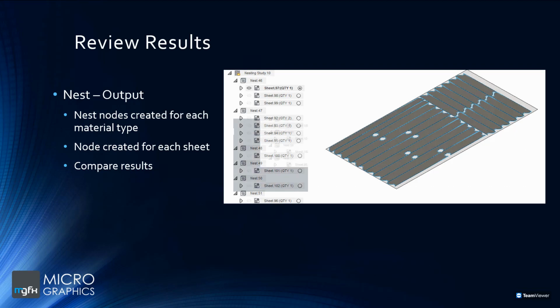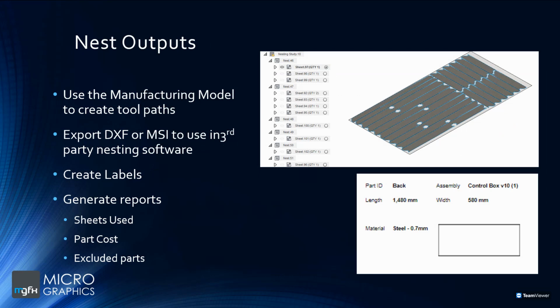So go ahead here to the next slide. We'll see the outputs. What can we actually do from that study? What outputs do we get from that study? So the outputs there, as I mentioned, from the study we can output a manufacturing model which allows you to create toolpaths directly inside of Fusion.